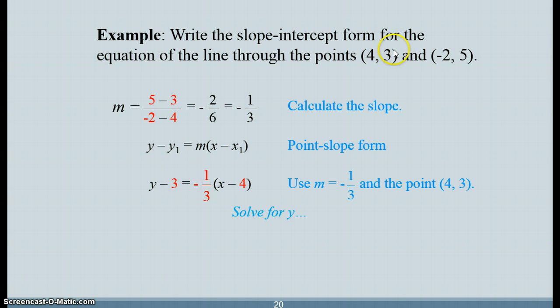y minus 3, y1, equals minus 1/3, which is the slope, times x minus 4, which is x1. Okay? Then you need to solve them. We need to clear the y that we have right here and calculate the terms on the right. y equals minus 1/3 x plus 13 over 3. All right, and that will be in slope-intercept form.